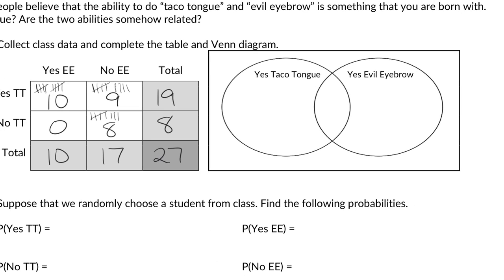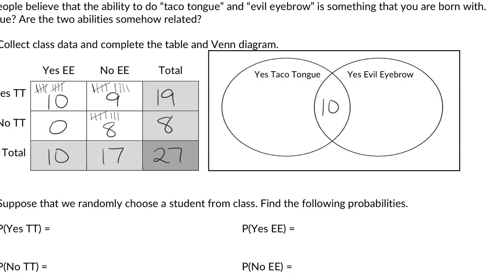Now, I find it way easier in general to do probabilities in Venn diagrams, because Venn diagrams show me circles for yeses and an overlap for where they both occur. So if I were to put our numbers from here into my Venn diagram, the number of people who were yes to both would go in the overlap, which means I'd put 10 right here. There were 10 people who could do both, so they go in both circles.